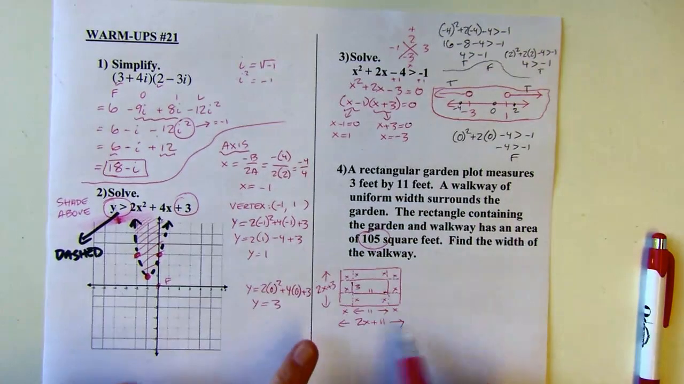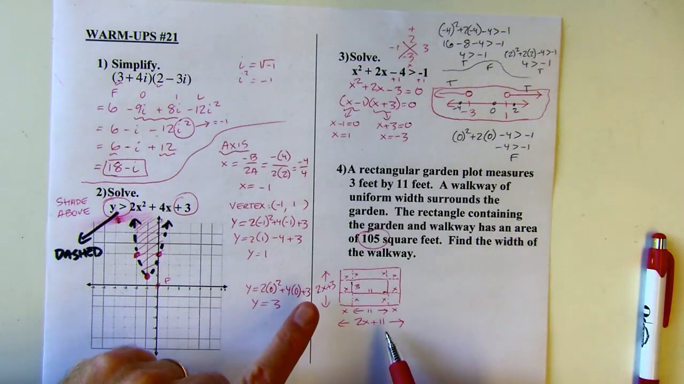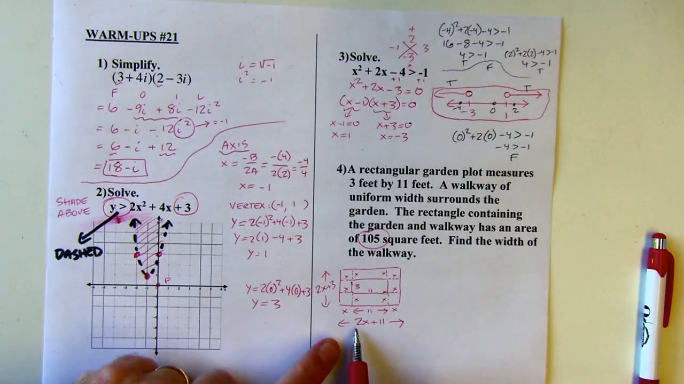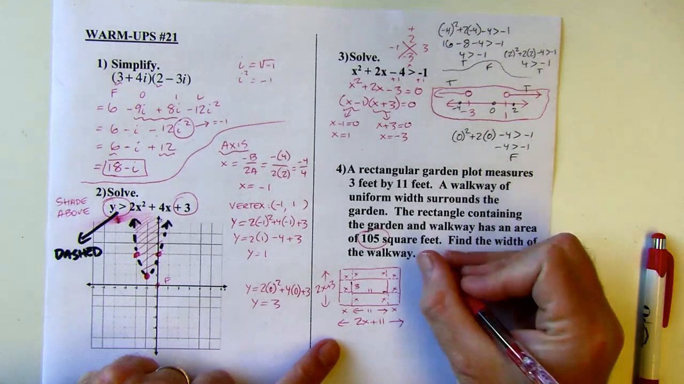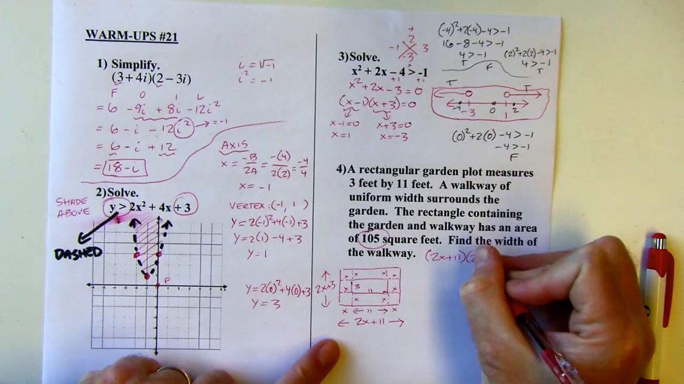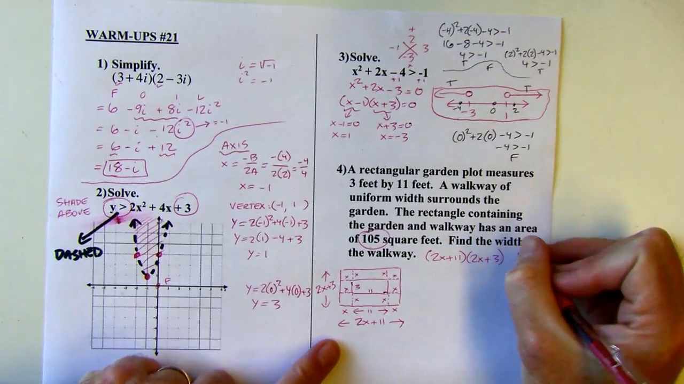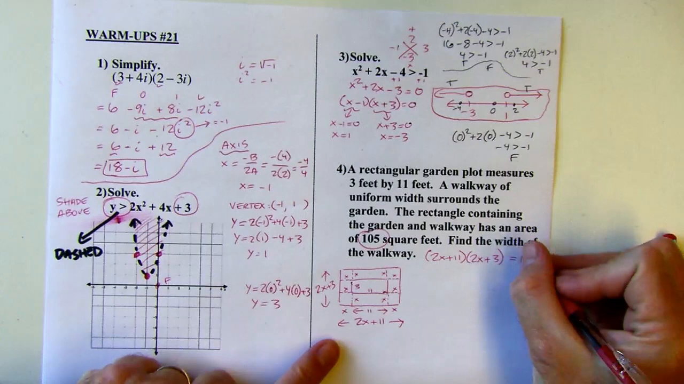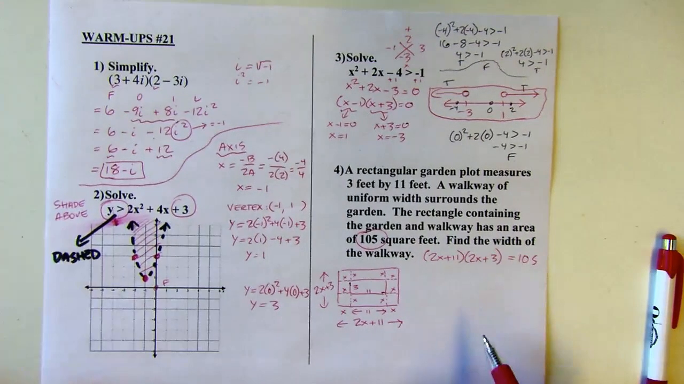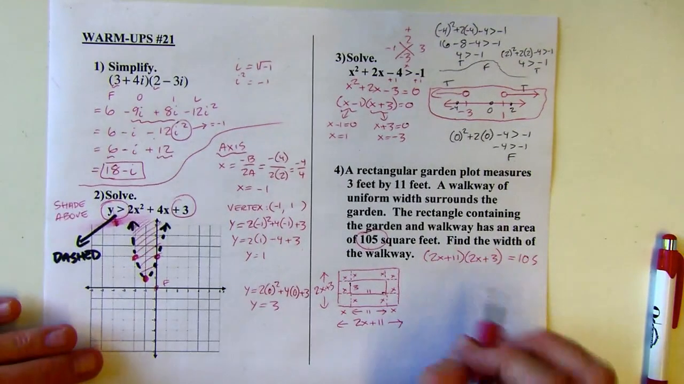Okay, so I knew that the area of this big rectangle is 105, so I can do width times height, right? So 2x plus 11 times the quantity 2x plus 3 is going to equal 105. That's the area of the big rectangle, okay? So now I've got an equation. I should be able to solve this for x now. So I'm going to start by foiling.